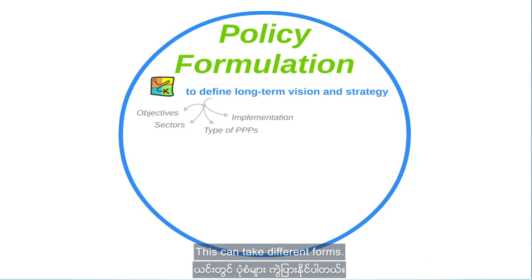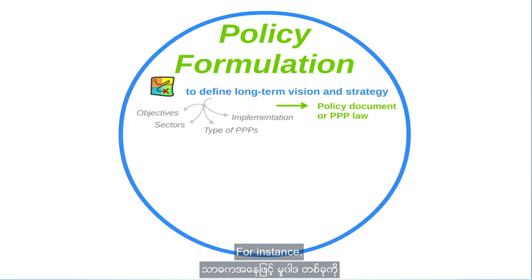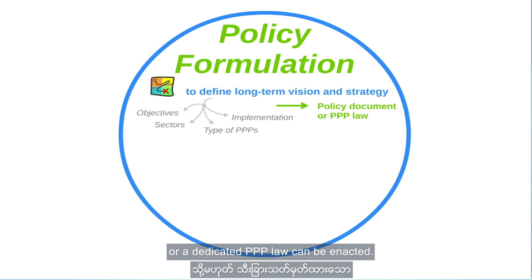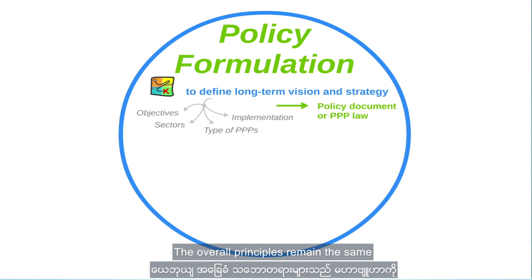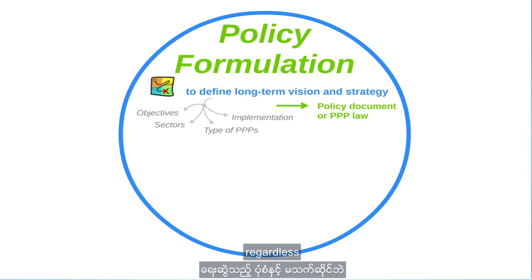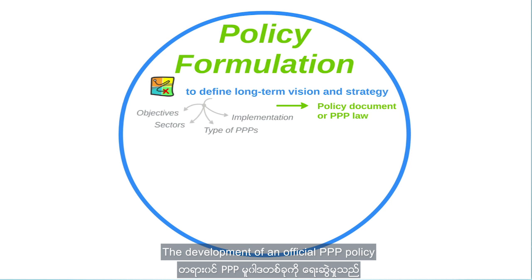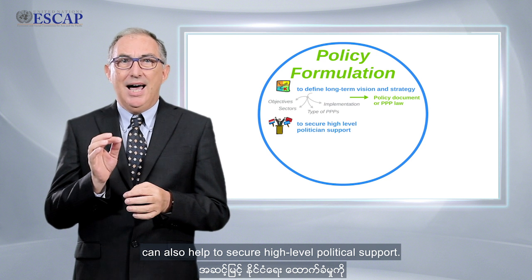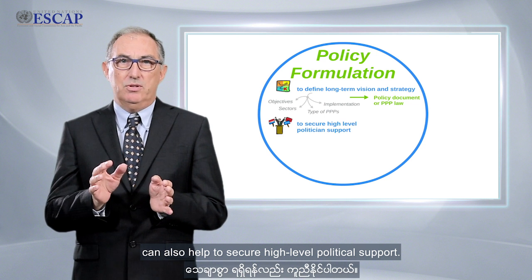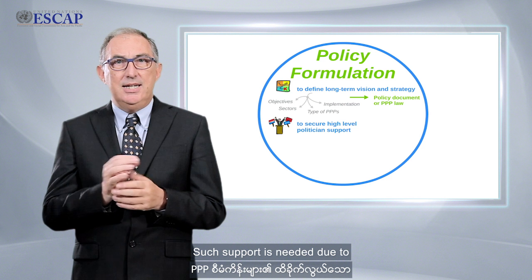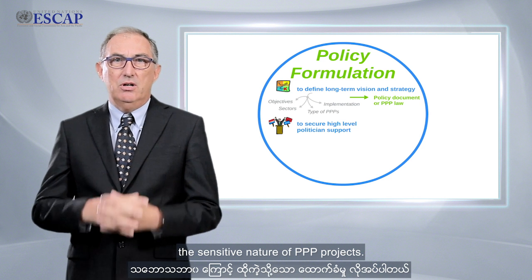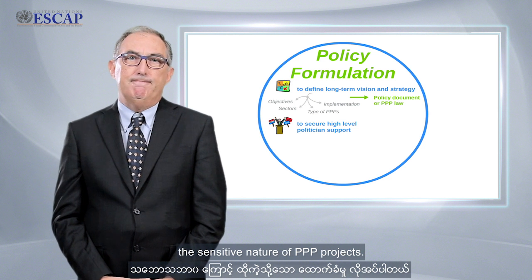This can take different forms. For instance, a policy document can be adopted, or a dedicated PPP law can be enacted. The overall principles remain the same, regardless of how the strategy is formulated. The development of an official PPP policy can also help to secure high-level political support. Such support is needed due to the sensitive nature of PPP projects.